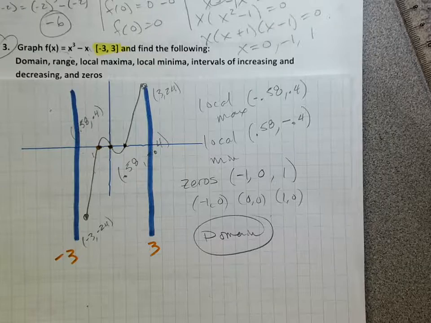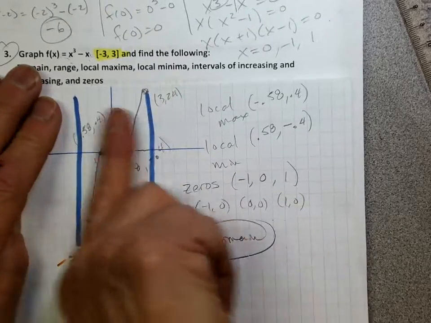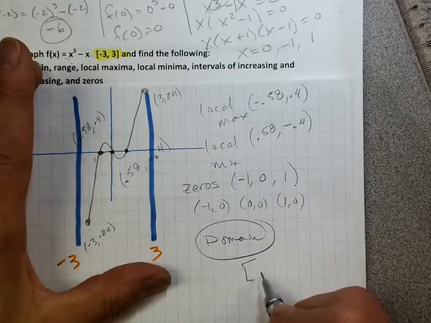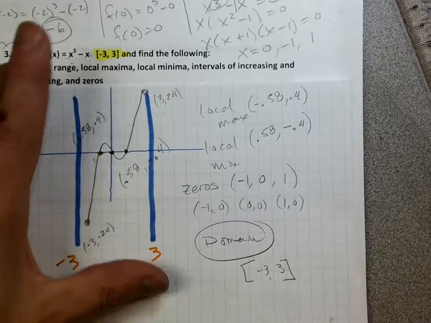Remember, don't mess with your domain. How wide is the graph? My graph is only this wide. So the domain is simply going to be negative 3 to 3. Don't miss that tomorrow. That's such an easy one.